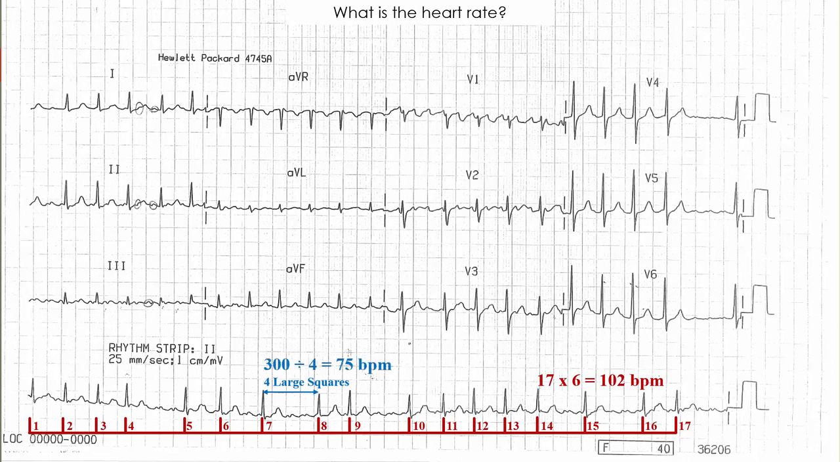So if you measured here, well then you'd get 4 large squares. 300 divided by 4 is 75. If you measured somewhere else like this, you get 2 large squares. Rate's 150. If you know both of these methods, then you can report the average rate as 102, but you can also give a range that over this 10-second strip we varied from a rate of 75 up to 150 per minute.